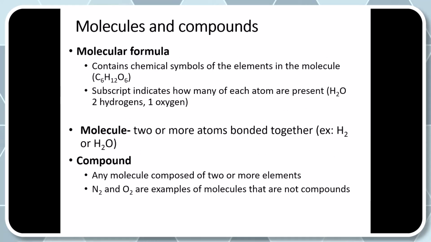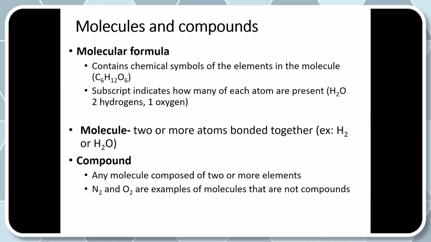So with molecular formula, that contains the chemical symbols of the elements in the molecule. The subscript, which is the little number like C6, the 6 is the subscript, that indicates how many of each atom are present. So H2O is water, and there's 2 hydrogens and 1 oxygen. A molecule is when you have 2 or more atoms that are hooked together. So hydrogen gas, H2, or water, H2O, would be a molecule. And then a compound is any molecule composed of 2 or more elements.